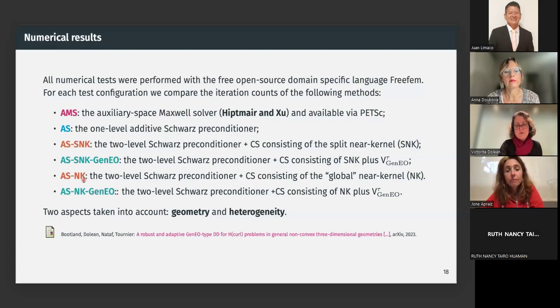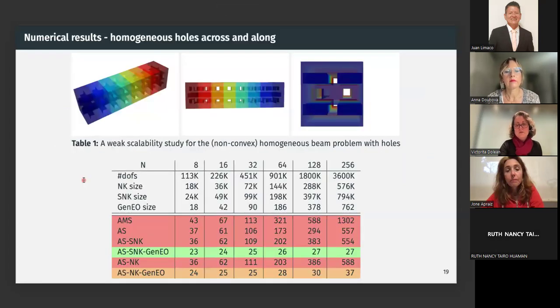We want to take two aspects into account. I try to produce something not only non-convex, but with non-trivial topology, so you have holes across and along. Clearly here the properties of the exact sequence won't hold anymore, and the gradients of H1 functions are no longer in the kernel of the curl. So you just break the hypothesis.